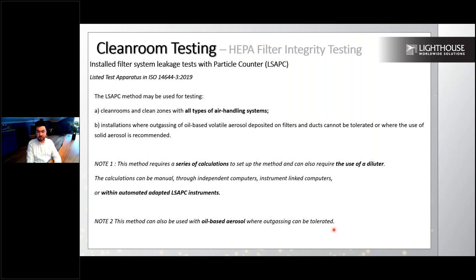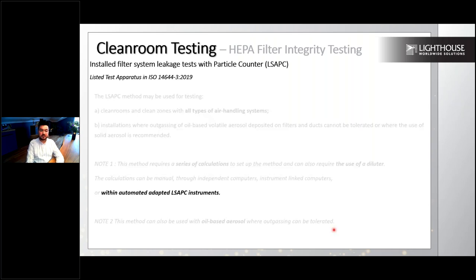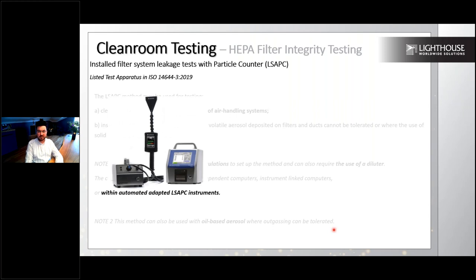Note to the entry for this standard: this method requires a series of calculations to set up the method and can also require the use of a diluter. The calculation can be manual, through independent computerized systems or instrument-linked computers, or with an automated, adapted light scattering airborne particle counter instrument, which is known as the Scanair Pro from the Lighthouse product family. Note to the entry: this method can also be used with oil-based aerosol where outgassing can be tolerated, because particle counters technically count any particle, either oil-based or latex-based, it doesn't matter.